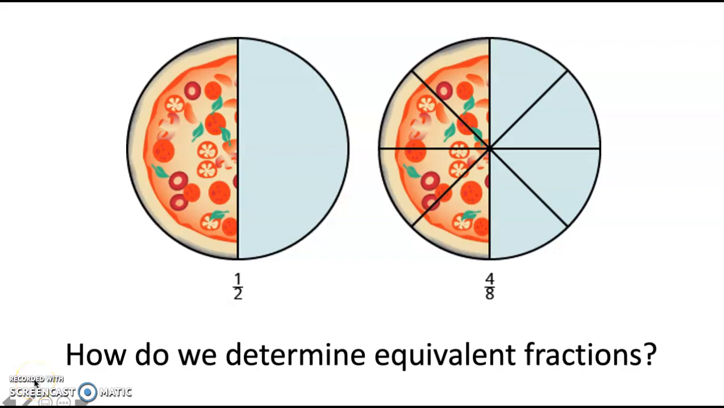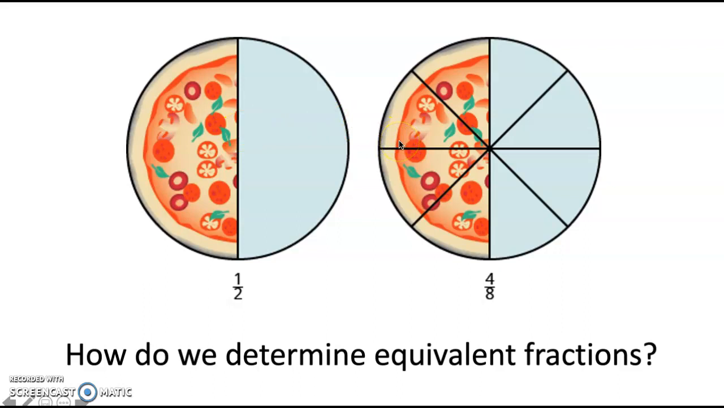In this video, we are going to answer the question, how do we determine equivalent fractions? So here we have two pizzas, and as we see, this is the same amount of pizza on each plate. But we have it broken up into different amounts, so the fraction is different. Here we have 1/2 of a pizza, and here we have 4/8. But we can see visually that these are the same fraction.